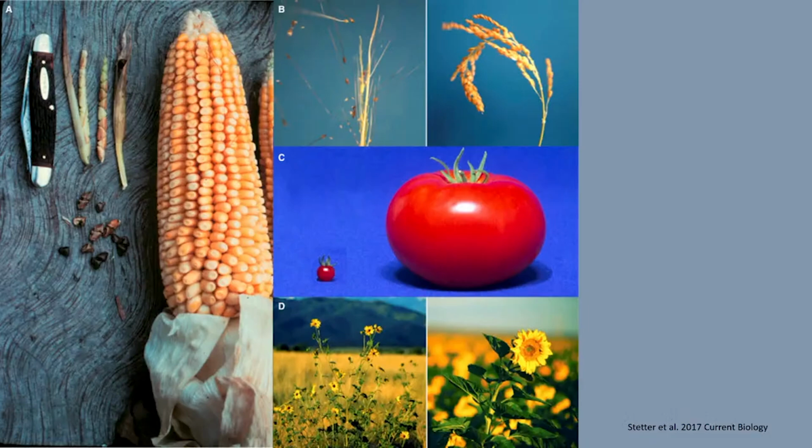Another trait that was selected for is the ease of harvesting. As you can see, I cannot really point with my pointer, but at the top you see rice, and there the loss of seed shattering, which would result in the grain just being lost, was a major trait that was selected for during rice domestication.